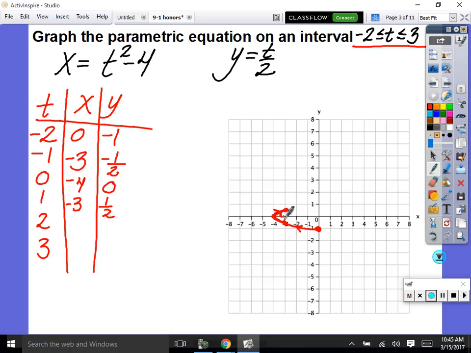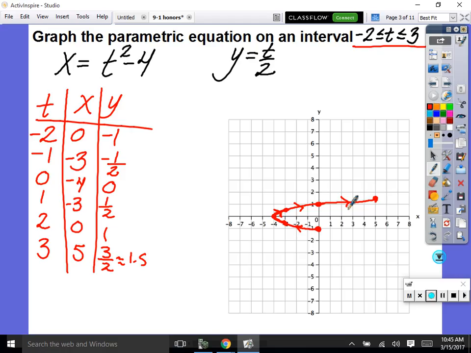Then plugging in 2: 4 minus 4 is 0, and then 1. So over 0, up 1 is a point, and now we're connecting here, with our arrows pointing. Then plugging in 3: 3 squared is 9, minus 4 is 5, and 3 divided by 2 is 3/2, which is approximately 1.5. So we're going over 5, up 1.5. There's our arrows.